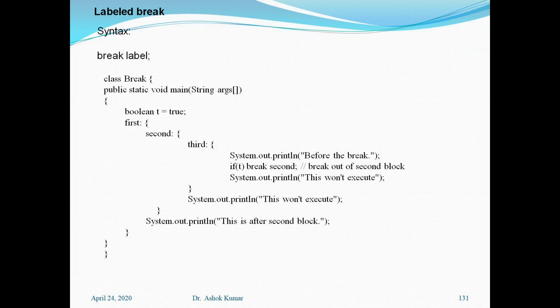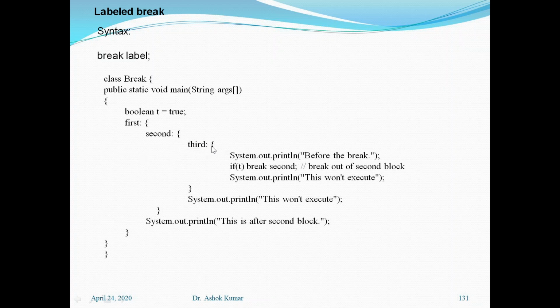That means the label name should start with an alphabet or underscore. It shouldn't contain any special character like space or percent sign. You all know those rules. So this label should follow the identifier rules. If it's a valid identifier, then only it can be used as a label.